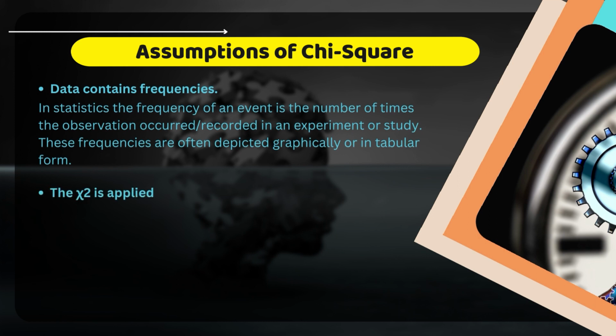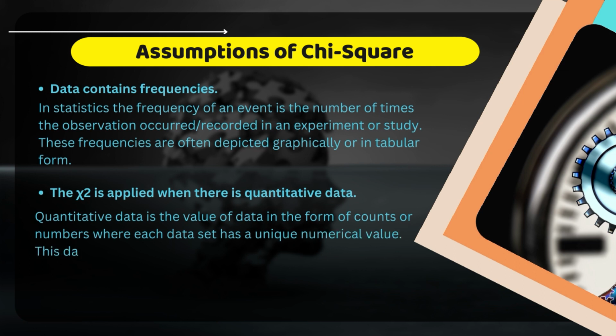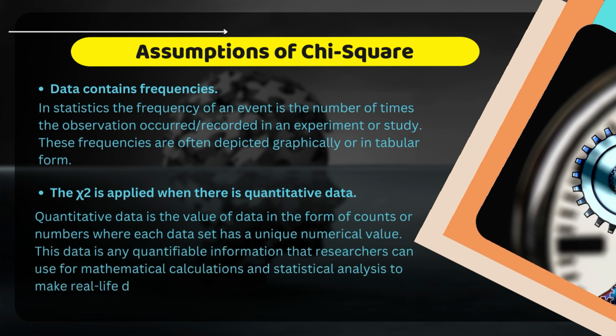Next assumption is, the chi-square is applied when there is quantitative data. Quantitative data is the value of data in the form of counts or numbers, as we know, where each data set has a unique numerical value. This data is any quantifiable information that researchers can use for mathematical calculations and statistical analysis to make real life decisions based on these mathematical derivations.